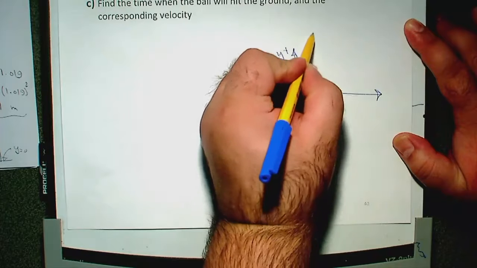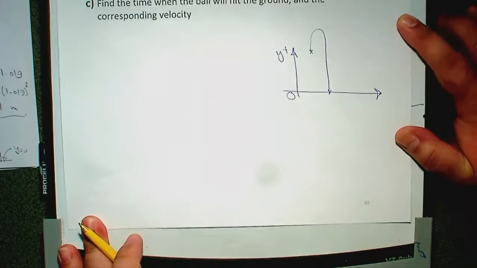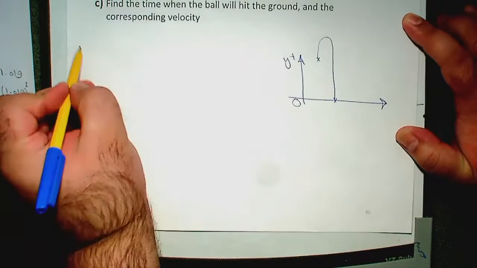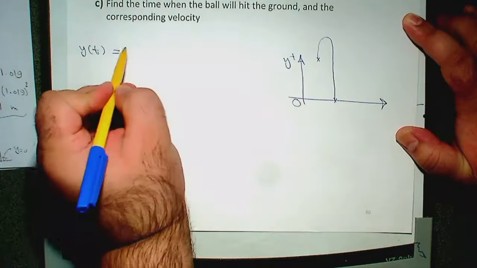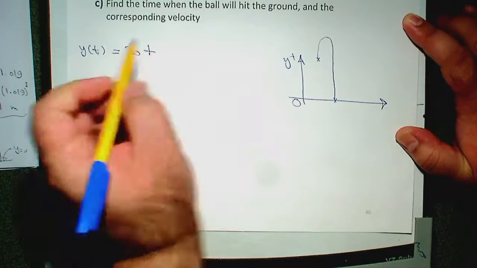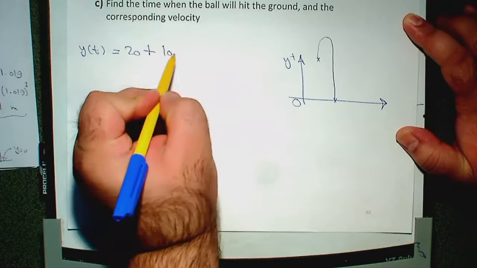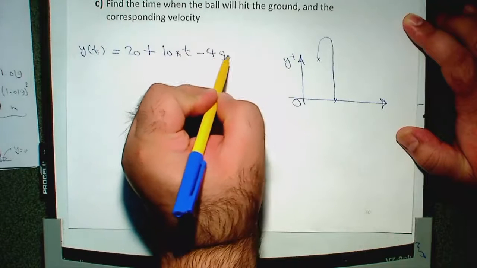Then the ball was like this. Here, the y of t we calculated was 20 plus 10 multiplied by t minus 4.905 t squared.